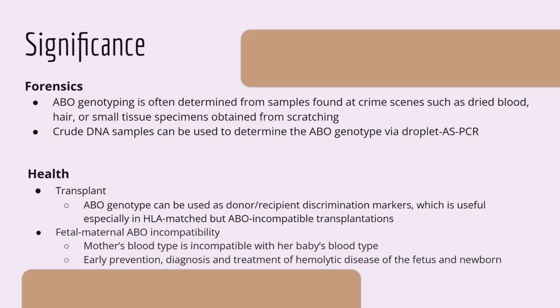Rapid ABO genotyping using allele-specific PCR has proven itself as accurate as conventional PCR methods and allows for the use of crude DNA. The speed, sensitivity, and specificity of the droplet ASPCR method for ABO genotyping makes it incredibly desirable in clinical settings.